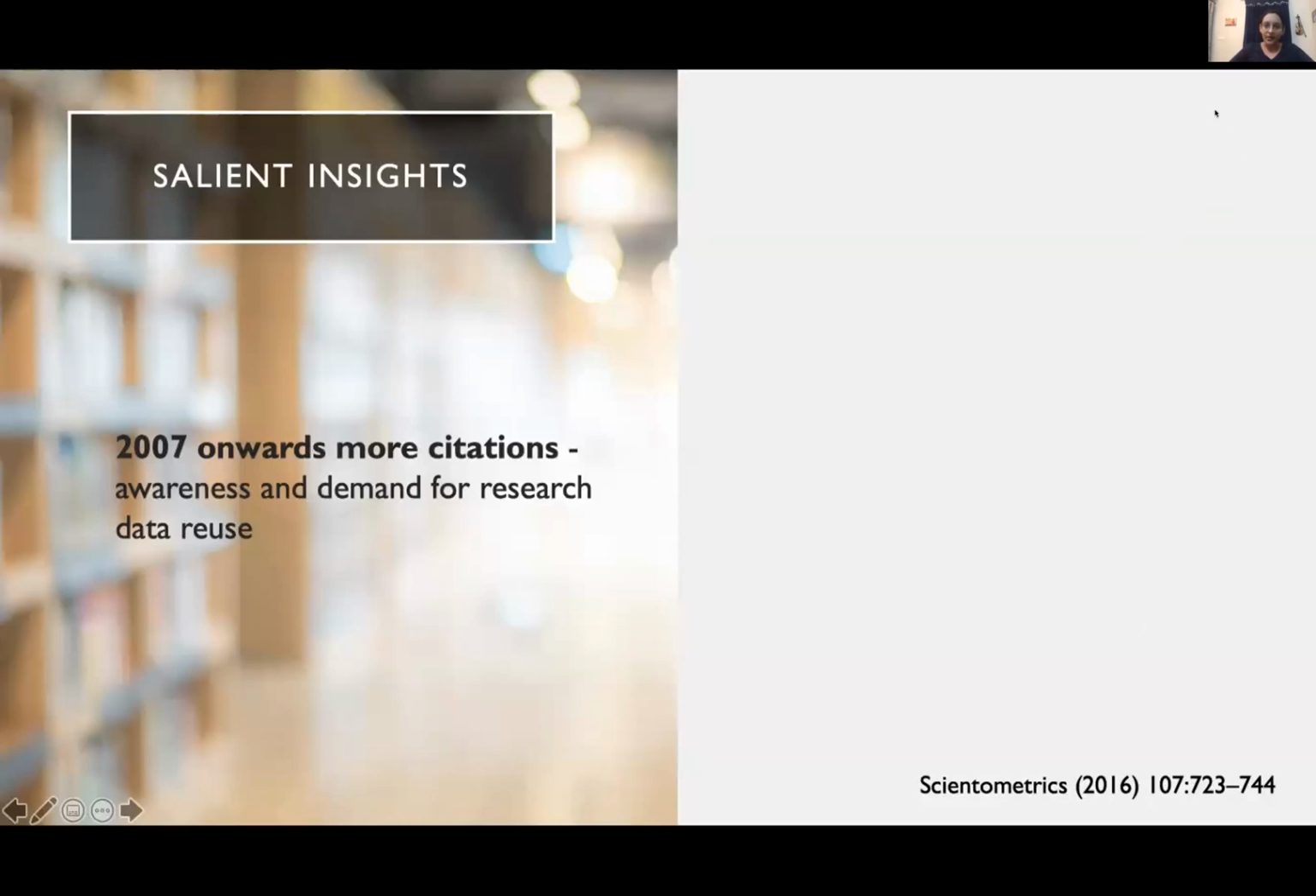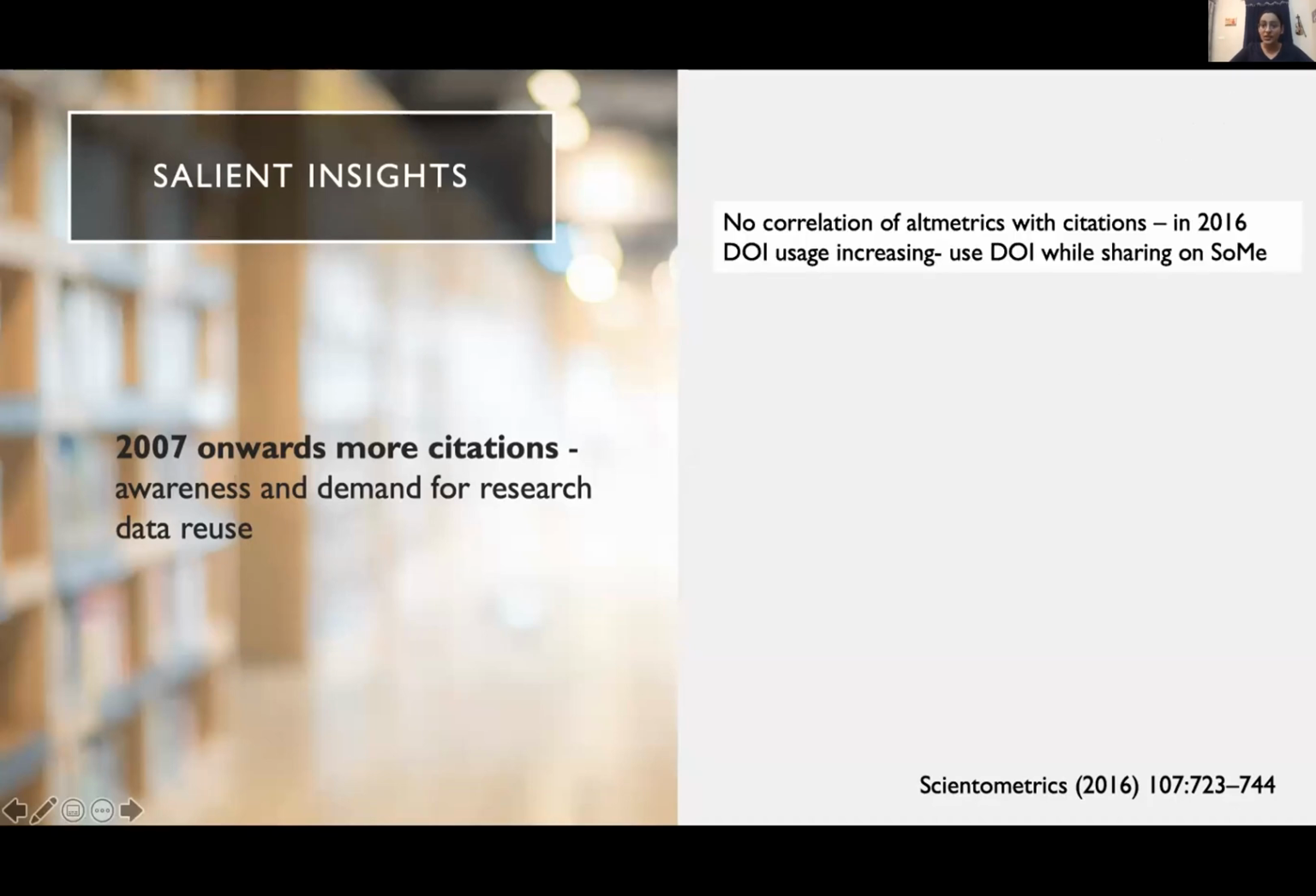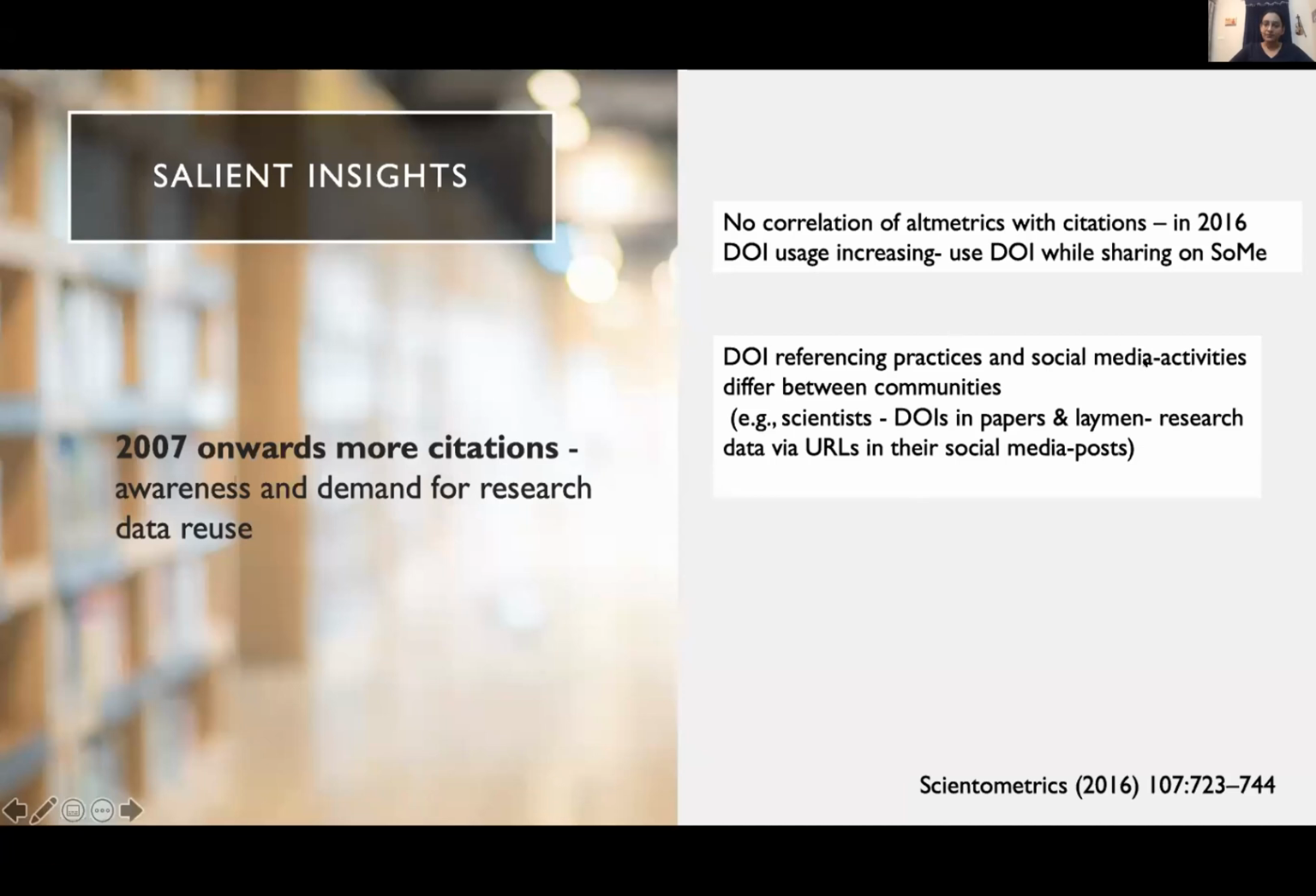So the salient insights from all of these studies are that from 2007 onwards, there are more citations. And from 2014 onwards, there's more social media attention. There are also more studies on the subject. DOI usage is increasing, so try to post the digital object identifier while sharing these articles on social media, because that will increase recognition. And the referencing practices and social media activities differ between communities. That may account for two different aspects of altmetric attention, depending on whether your donut is blue or red, so it will be cited or not. And then altmetric scores depend on the audience of social media platforms.